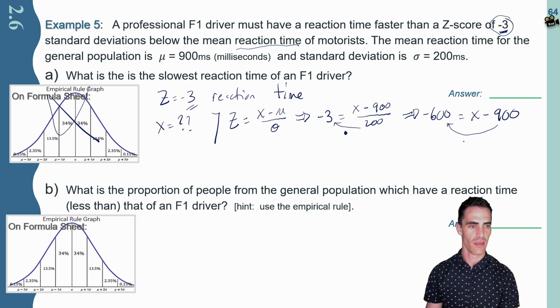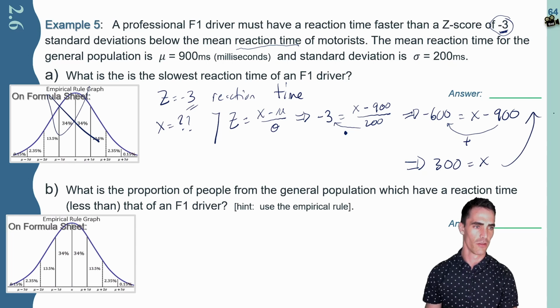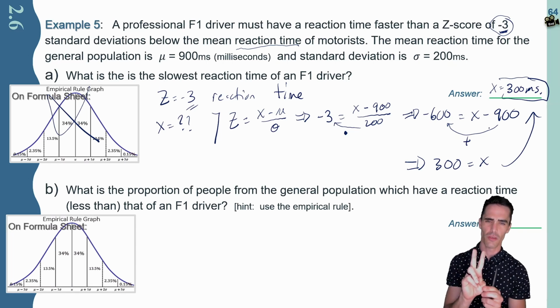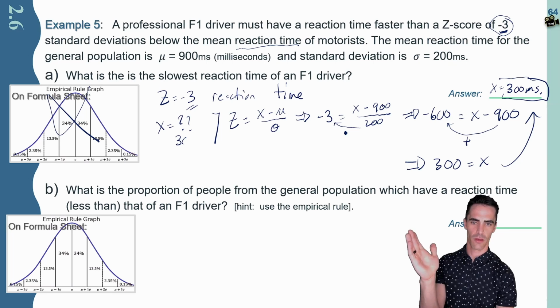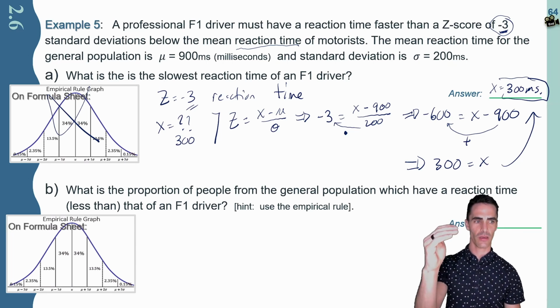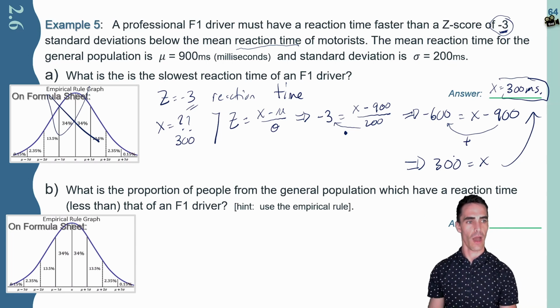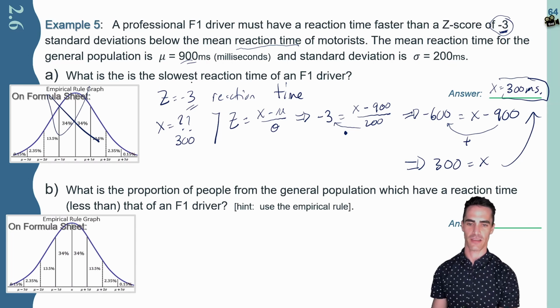I then need to add that 900 over, and we'll get 300 is equal to X. As I'll write it up in the answer spot, X is equal to 300 milliseconds. And this is the reaction time. Often you can think about these Z-scores and X values in pairs. It's just a different perspective on the exact same item. -3 is the exact same observation that 300 is. Wow, what a fast time. 300 milliseconds compared to the average 900 milliseconds. That's quite a bit faster.